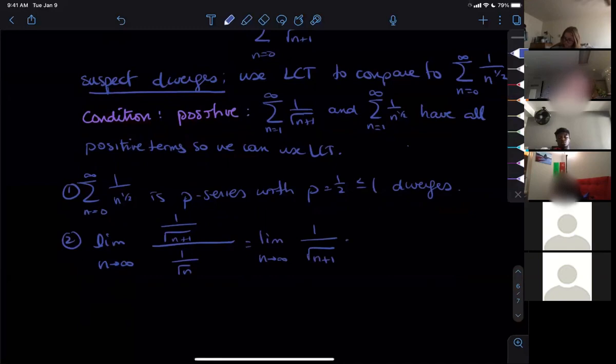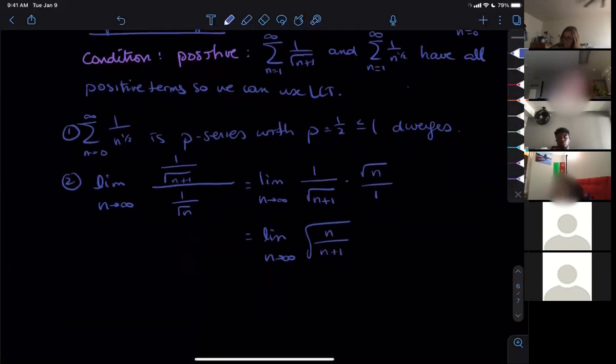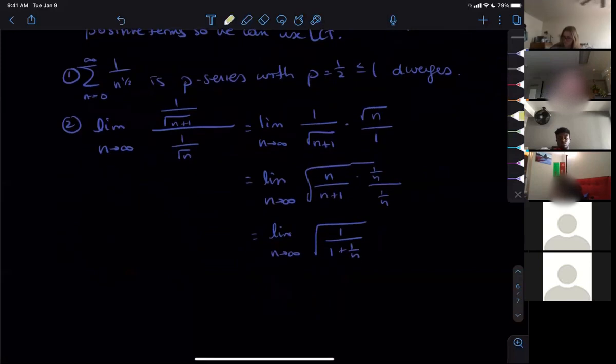Instead of a fraction, I'm just going to multiply by the reciprocal like we've been doing. And we've already done this kind of stuff earlier. We're just going to divide top and bottom by the highest power of n. Now we can take the limit. Square root of 1, which is 1.